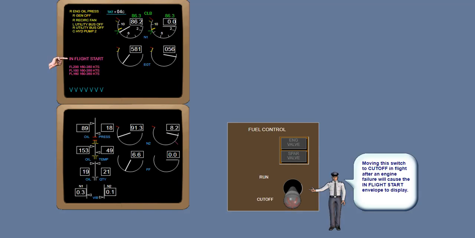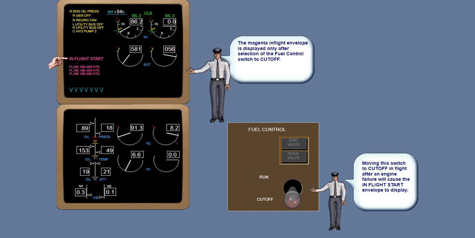In-flight start envelope information is displayed in magenta on the ICAS primary display when an engine N2 is below idle, the respective fuel control switch is off, the respective engine fire switch is not pulled, and both ICAS primary and secondary displays are selected.